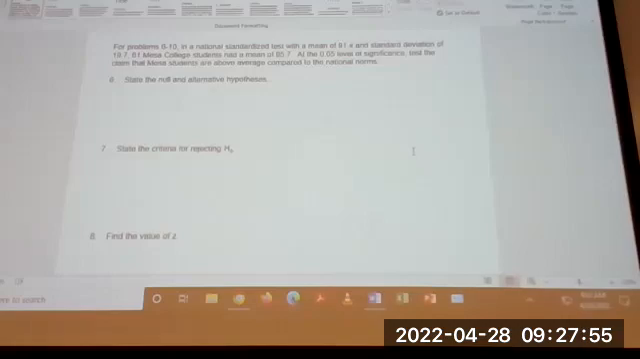How you state your final conclusion should usually be in similar words to what you're testing. We're trying to determine if Mesa is better than the national average.